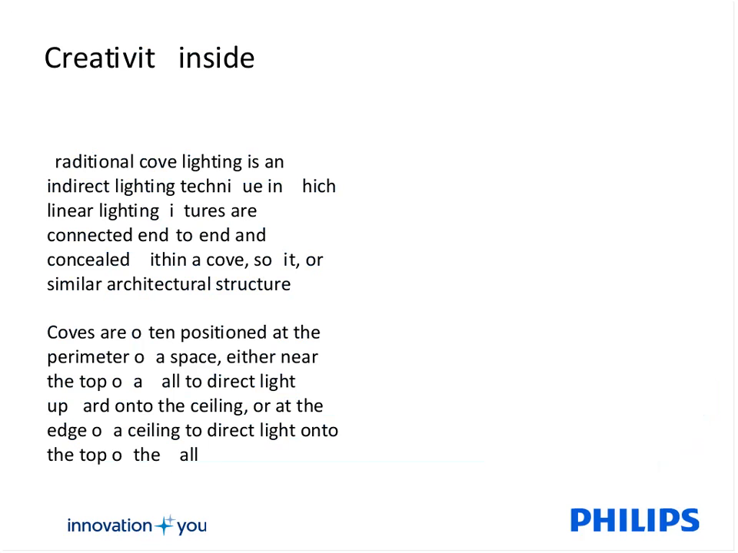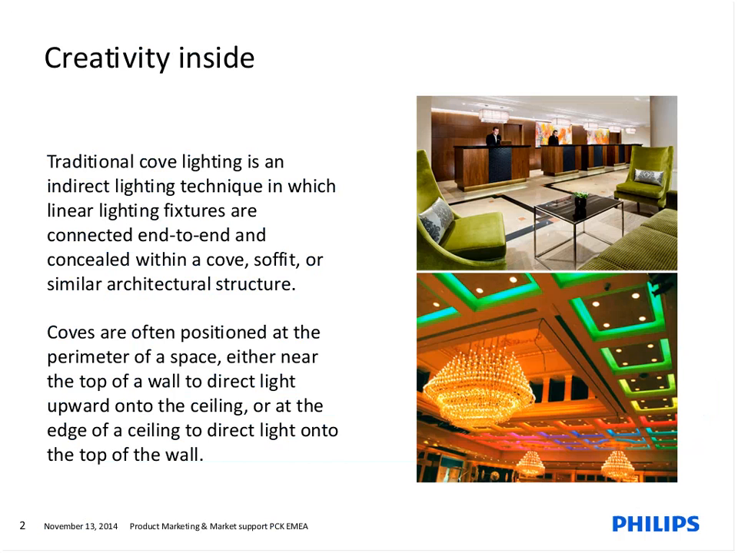So, traditional Cove lighting is an indirect lighting technique where you put linear lighting fixtures, connected end-to-end and concealed within a cove, soffit, or a similar architectural structure. Coves are often positioned at the perimeter of a space at the top of the wall, to direct light upward onto the ceiling, or at the edge of the ceiling to direct light onto the top of the wall.